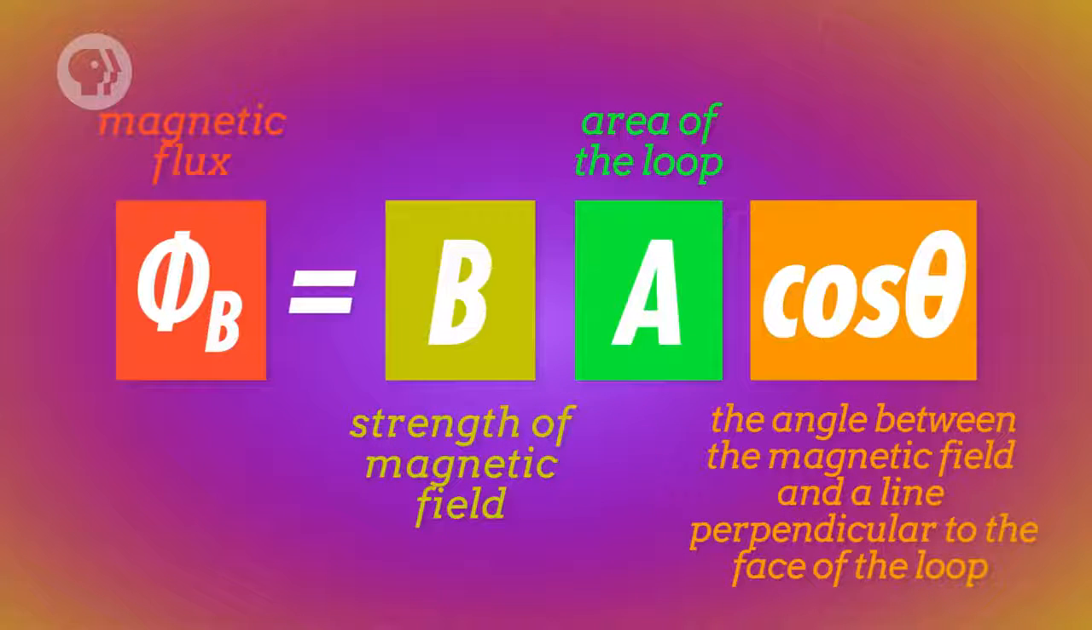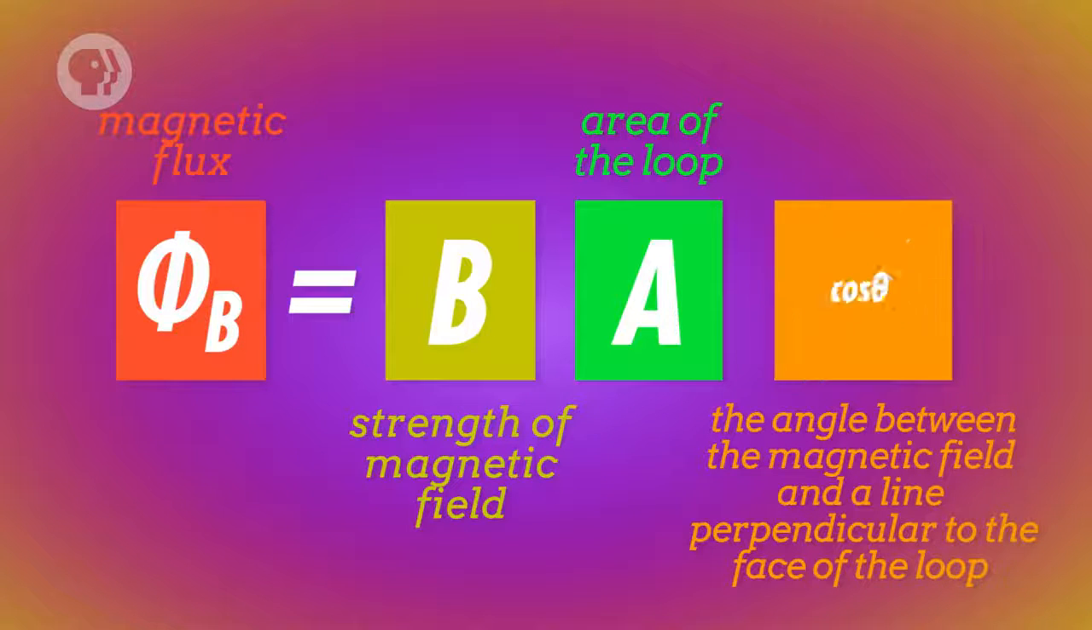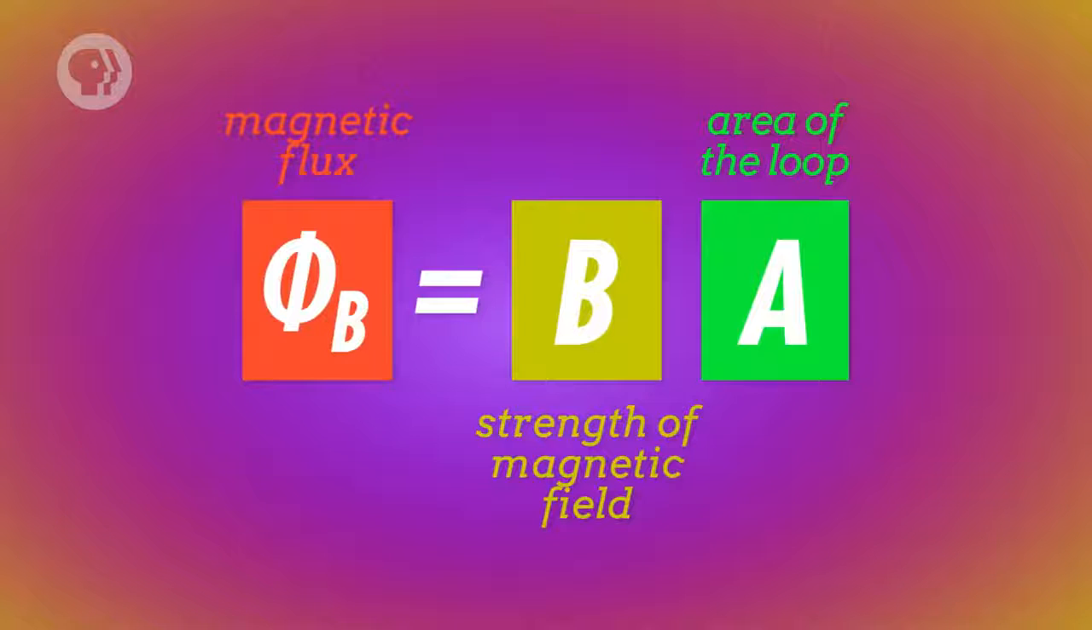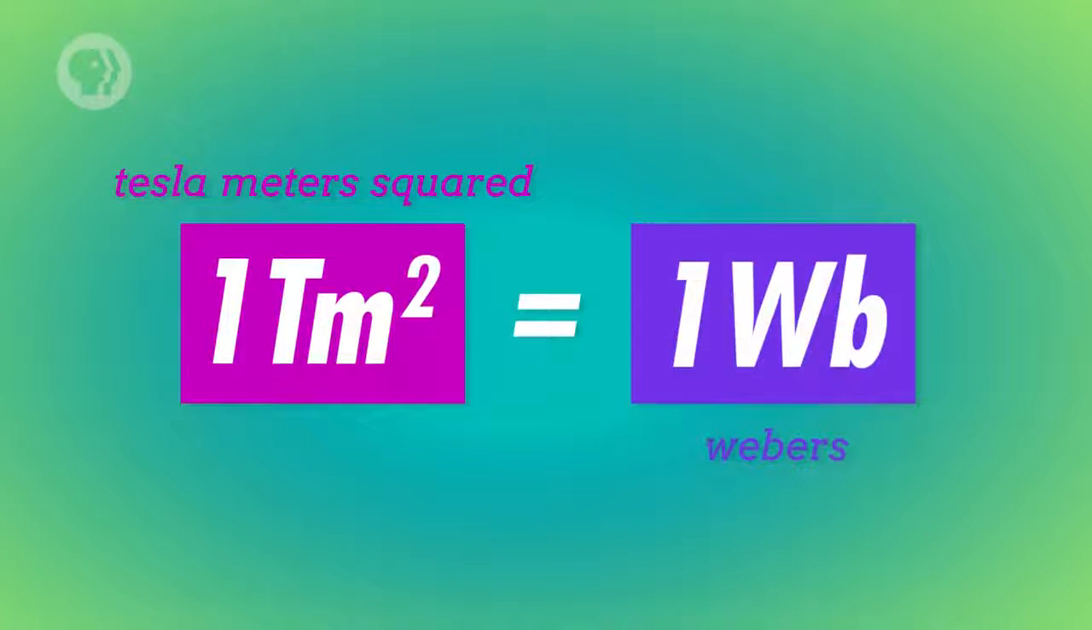Combining all these factors, we find that the magnetic flux is equal to the strength of the magnetic field times the area of the loop times the cosine of the angle between the magnetic field and that perpendicular line. And if the magnetic field and loop are perpendicular, then the magnetic flux will just be equal to the strength of the magnetic field times the area of the loop. Magnetic flux is measured in units of Tesla meter squared, also known as Webers.